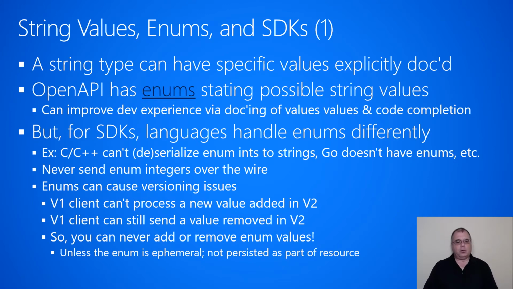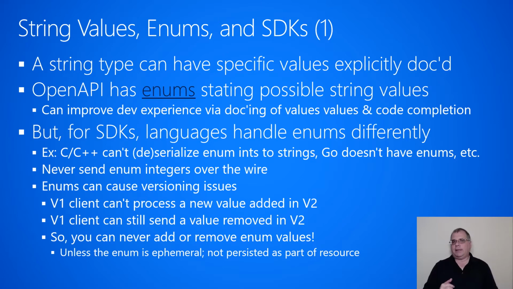Let's talk a little bit more now about string values, enums, and SDKs. Well, let's say that you have a resource and one of the things you can set in is a person's state that they live in, like Washington State, which is where I am. Well, you can easily document for customers that there's a state property, it's of type string, and these are the valid states you can put there, Washington, Pennsylvania, what have you. And then you make that part of your documentation.